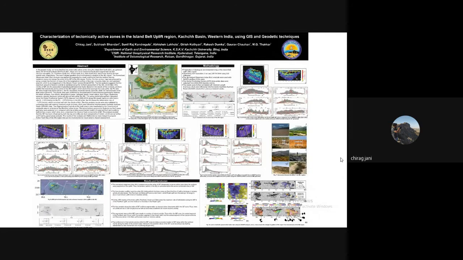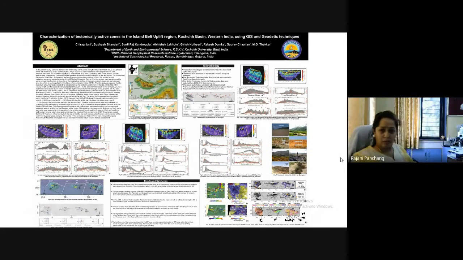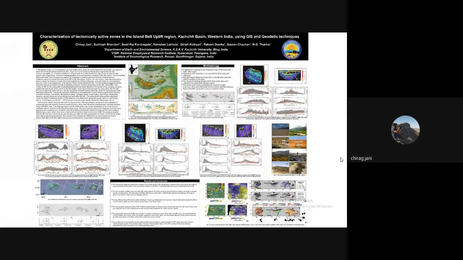These are known as uplifts. These uplifts are actually discrete islands, which is why the name Island Belt uplift was given. These uplifts are on the northern part of the Kutch Basin, and the uplifts are actually the upthrown block along the Island Belt fault. So the Island Belt fault has actually uplifted this whole region.